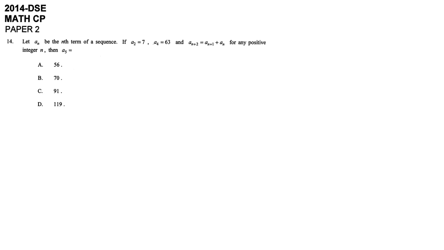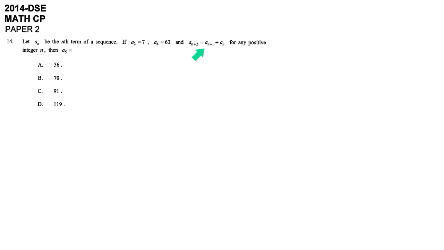So question 14 is a question about sequence again. Let a_n be the nth term of a sequence, and then they tell you two terms of the sequence, which are the second term and the fourth term, and at the same time they tell you how the terms are connected. When you calculate this, the first thing you have to ask yourself is: is that an arithmetic sequence or is that a geometric sequence? It is none of it, so we can't apply all the formulas that we have learned.